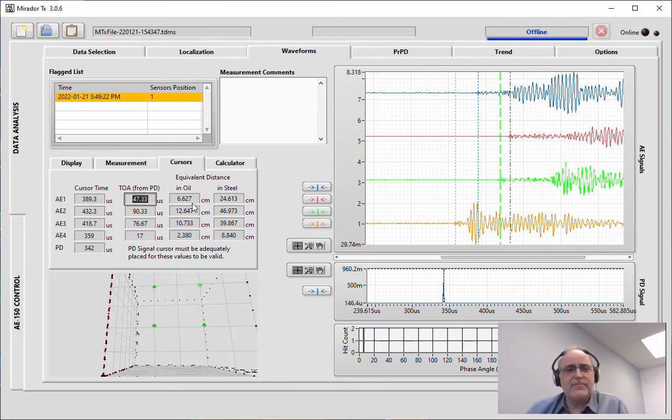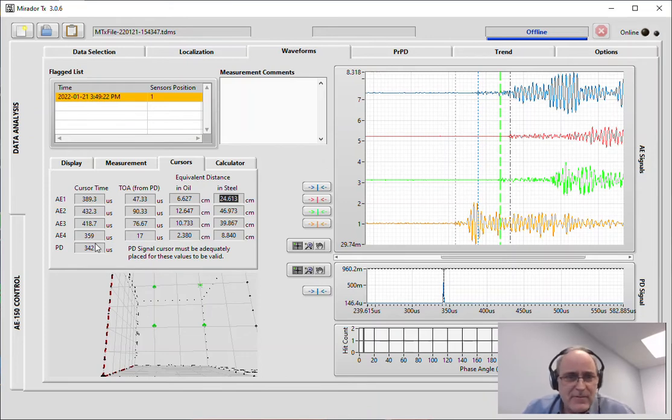So the distance on the steel, on my steel plate, would be equivalent to 24 centimeters. And if you take a ruler and go back to my plate, you'll see that it could be anywhere within a diameter of 24 centimeters.